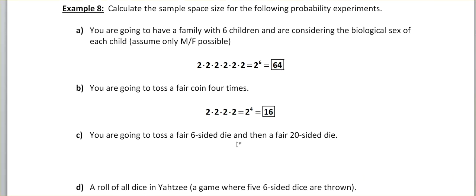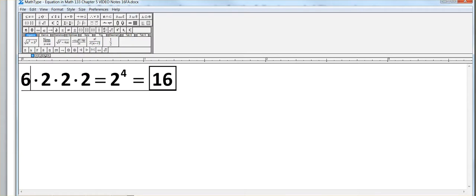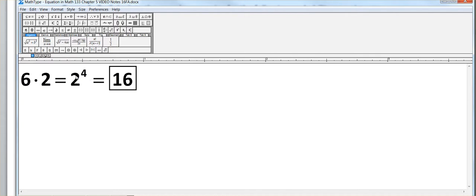All right, now what about a fair 6-sided die and a fair 20-sided die? Well, when you toss a 6-sided die, which is the normal die you think of when you think of a die generally, there are 6 outcomes possible, right? So there are 6 sides, 6 outcomes, no trouble. Then you're going to toss a 20-sided die. Well, 20-sided dice have 20 sides, funnily enough.